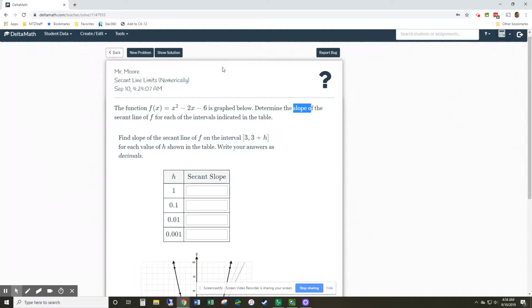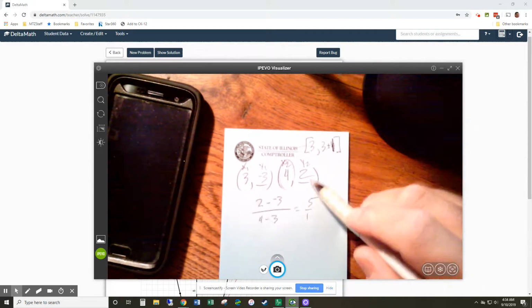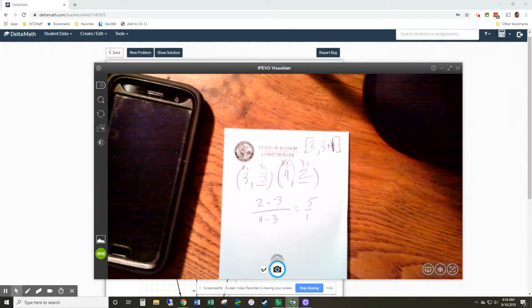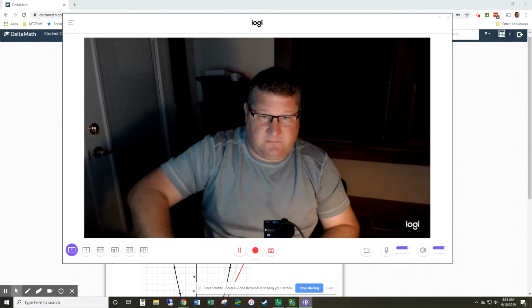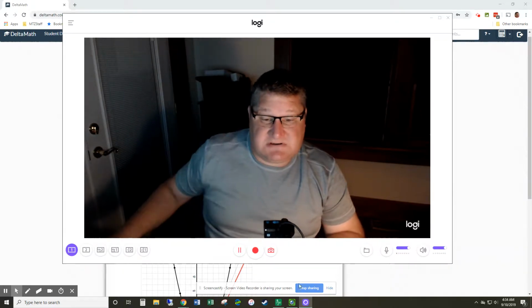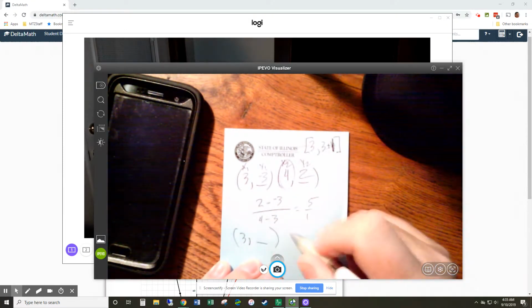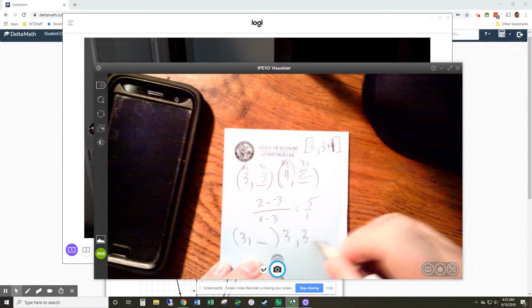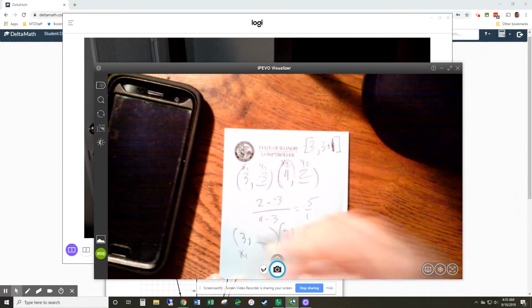If I plug in those values, I have 3, plug it in, I get negative 3. If I plug 4 in, I get 2. And then I find the slope, and the answer there is 5. And so I would say 5. Now, if h is 0.1, that means I'm going to take 3 comma something and 3.1 comma something, because I have x1 and x2. So I need to find this and I need to find that.